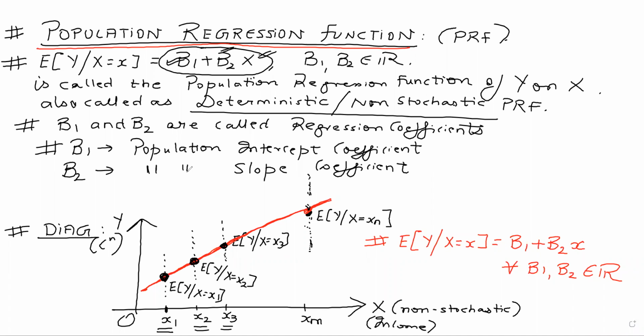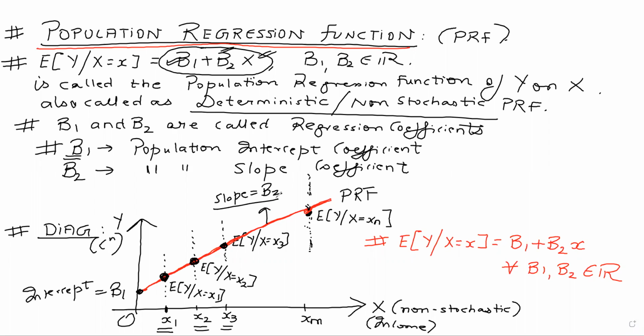So far, I hope students are all clear with this. You can clearly see that the population regression function is a straight line having the intercept as B1. This is capital B1, which is my intercept term. And the slope of this line is equal to capital B2.